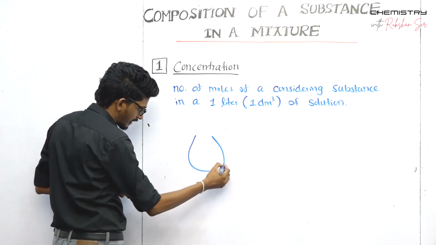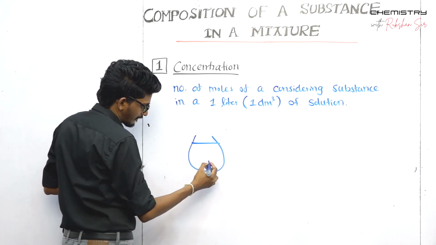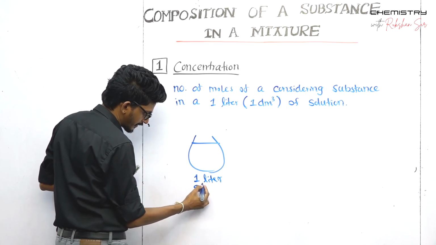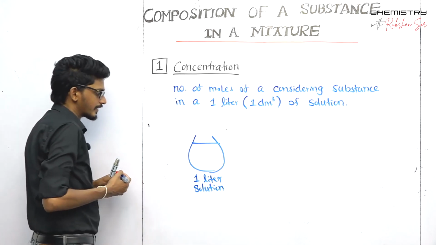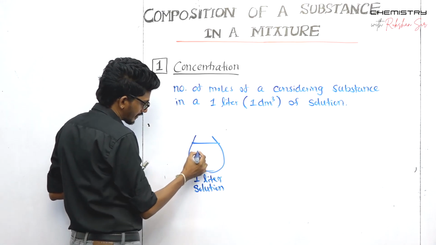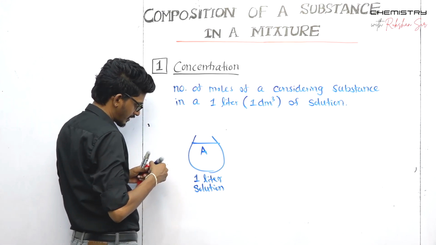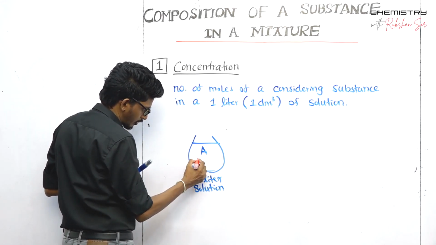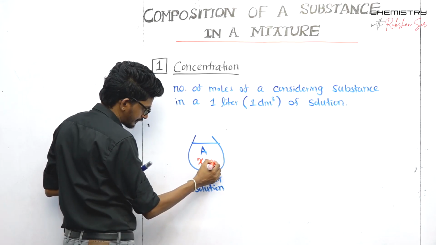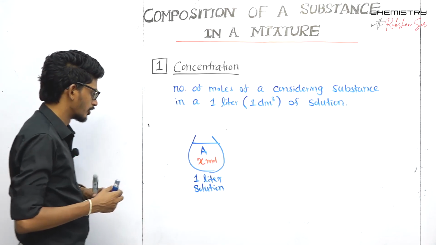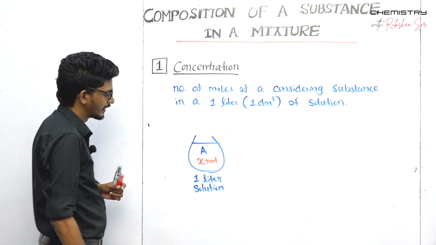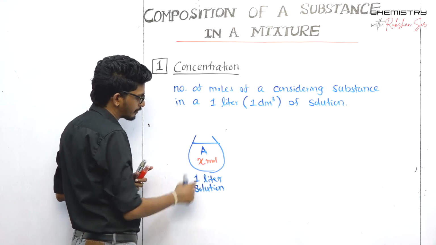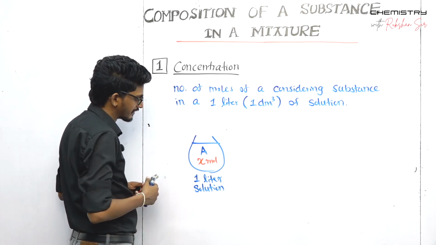Actually, concentration means, if you have 1 liter of solution, the number of moles of the constituent substance. Let's say you have the chemical A there, with some X amount of moles. So the concentration of A is X moles per liter. In 1 liter of solution, you have X moles, so the concentration of A is just X.